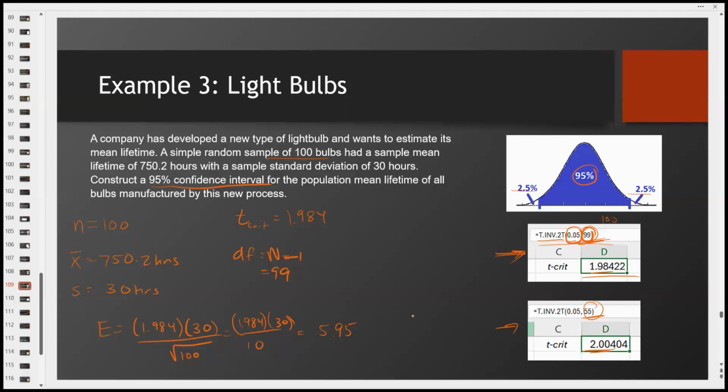So now we can use the margin of error and the sample estimate to find the confidence interval. 750.2 plus 5.95 is 756.2. 750.2 minus 5.95 is 744.3. And so we can be 95% confident that the mean lifetime of the light bulbs will be between 744.3 hours and 756.2 hours.